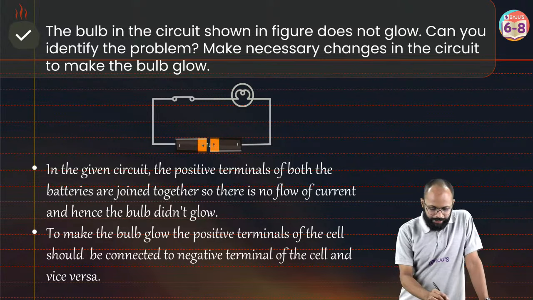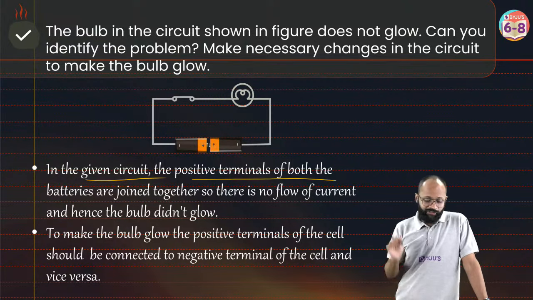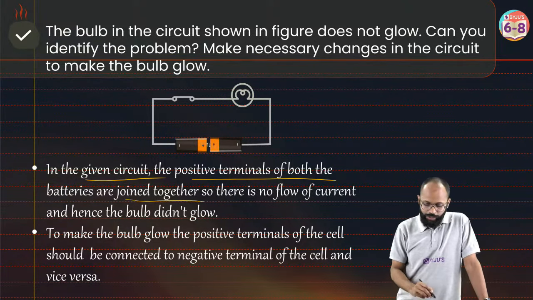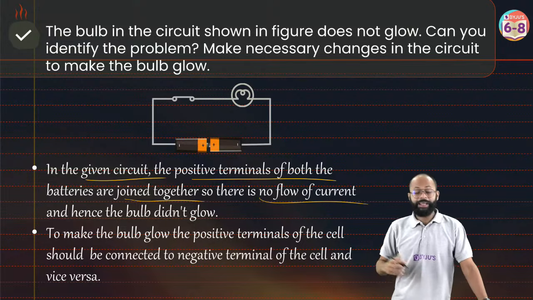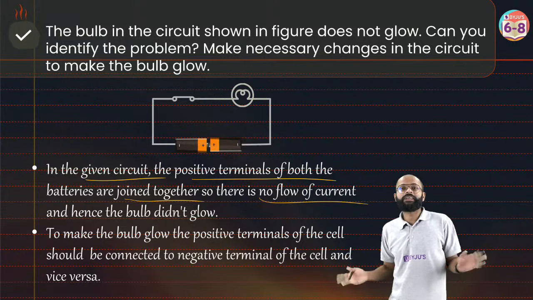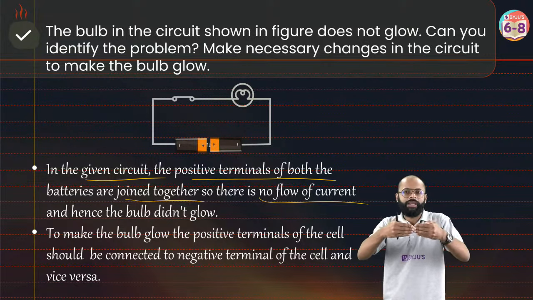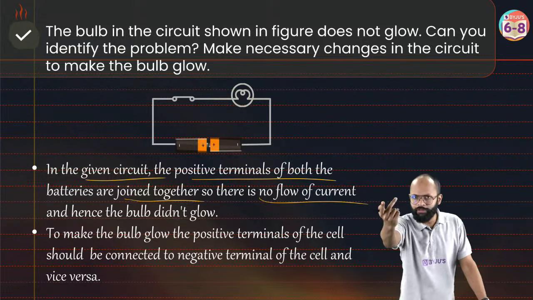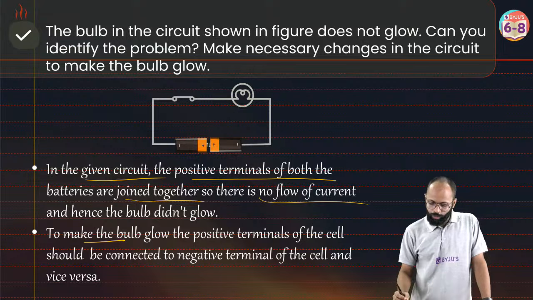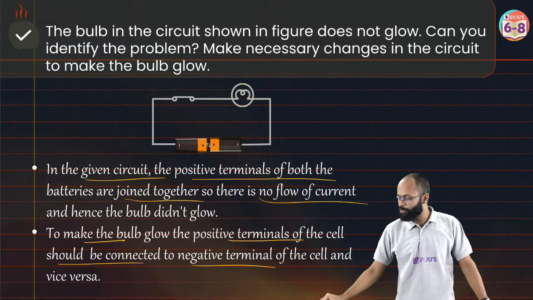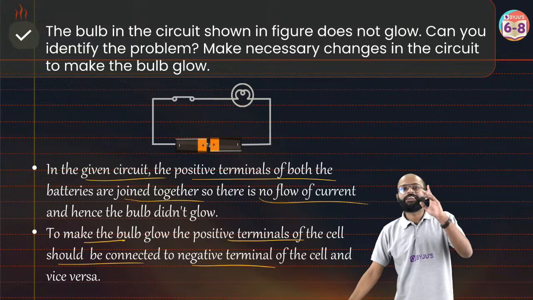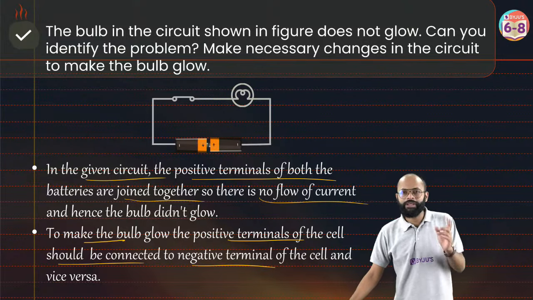So what do we write? In the given circuit, positive terminals of both the batteries are joined together, so there is no flow of current and hence the bulb doesn't glow. That is the problem. How to solve it? To make the bulb glow, the positive terminal of a cell should be connected to the negative terminal of the other cell and vice versa. If you want to create a battery, you have to connect multiple cells.